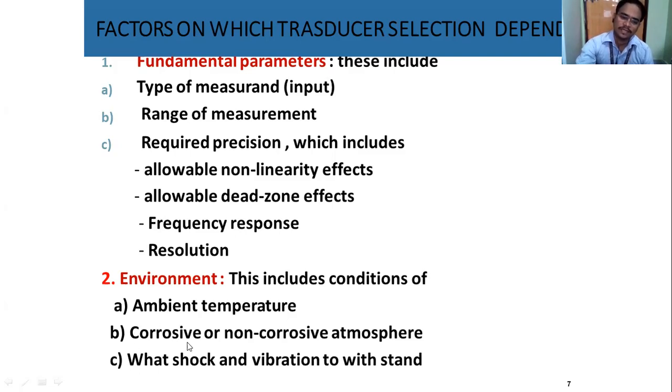So you should select whether it is a corrosive type or non-corrosive type atmosphere. Depending on this, you should select the transducer. Next, depending upon the shock and vibration withstand. If the instrument over which we are mounting this transducer is subjected to some vibrations or shocks, we should check whether it is able to withstand the shocks and vibrations or not. Depending on that also, it is one of the factors on which the transducer selection depends.